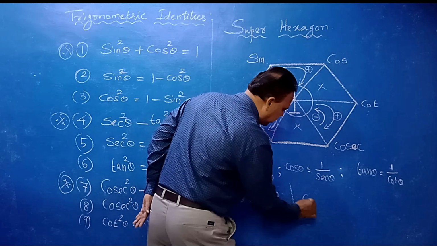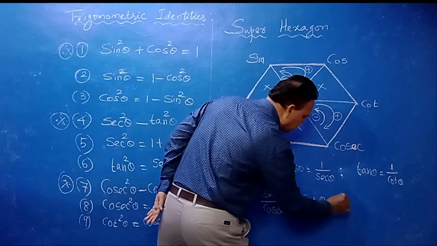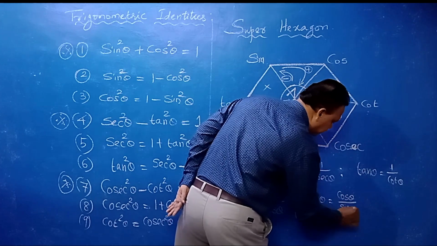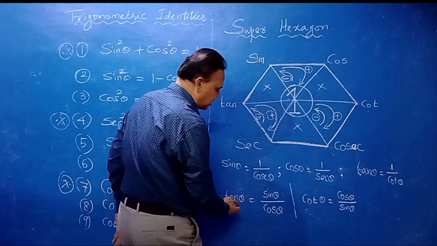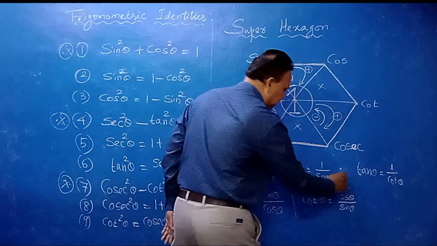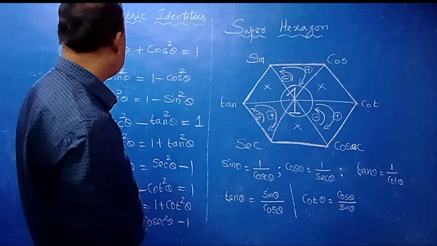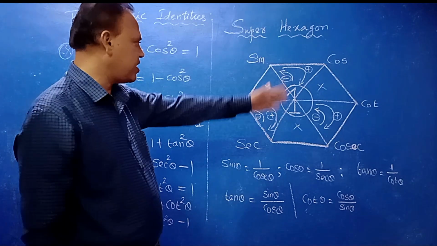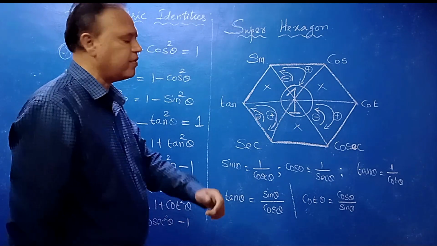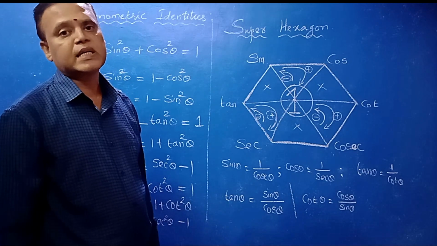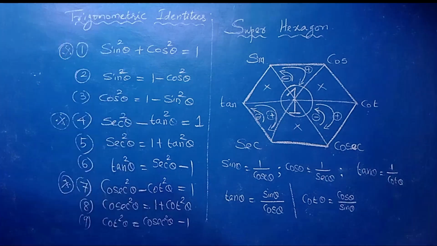Next one, cot theta equals cos theta by sin theta, the reciprocal. Because cot theta is nothing but the reciprocal of tan theta, so just invert it. That is cos theta by sin theta. So this identity is very important. Clear? Always you have to remember. In the trigonometry chapter, you have to remember.